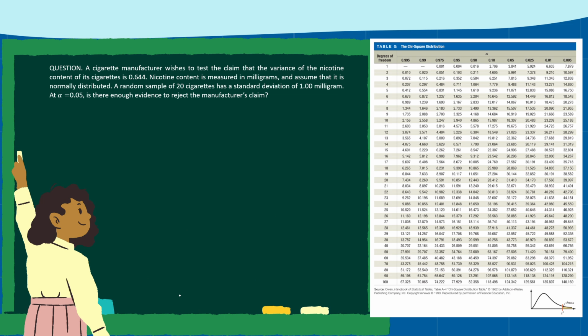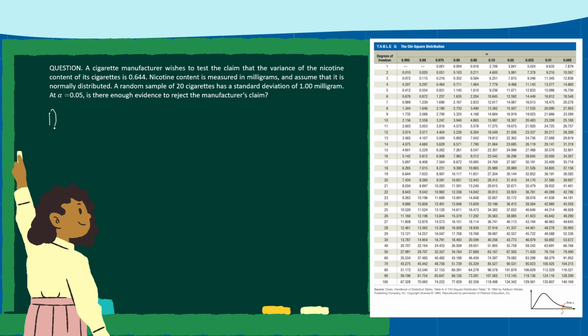So next question. A cigarette manufacturer wishes to test the claim that the variance of the nicotine content of cigarettes is 0.644. Nicotine content is measured in milligrams and assume that it's normally distributed. A random sample of 20 cigarettes has a standard deviation of 1 milligram at alpha 0.05. Is there enough evidence to reject the manufacturer's claim?